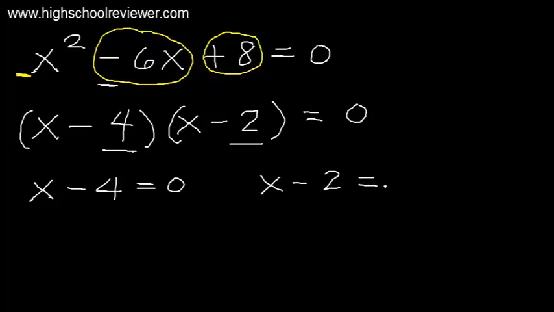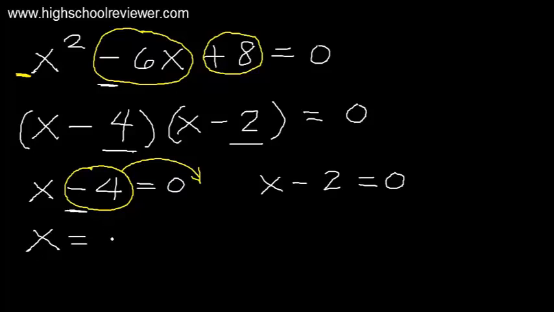To find the value of the first x, we will just transpose, or transfer, negative 4 to the other side. If we transpose negative 4, it will change its sign. What will be left on the left side will now be positive x. And if we transpose it to the other side, it will change its sign and become positive 4. So our x sub 1 here is positive 4.